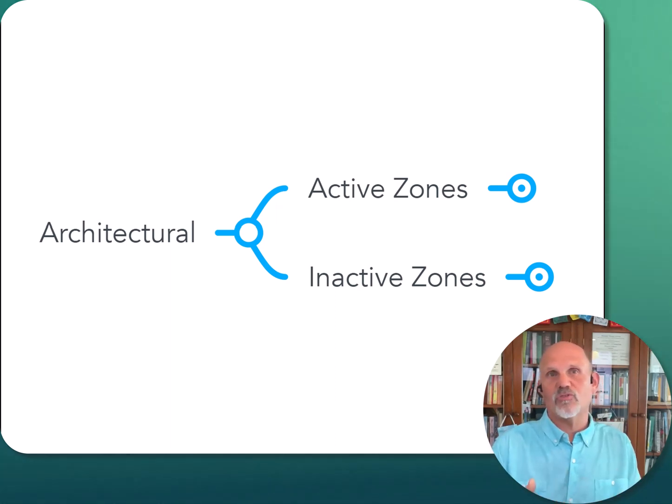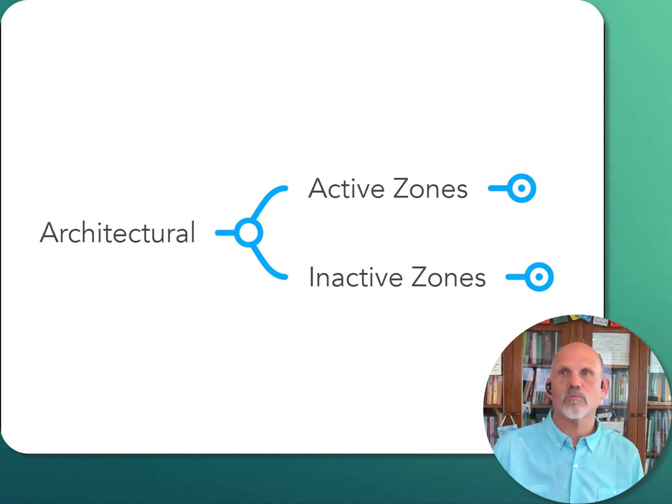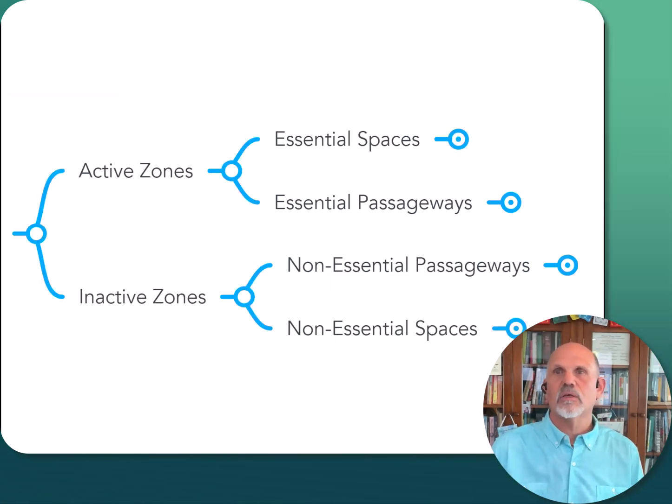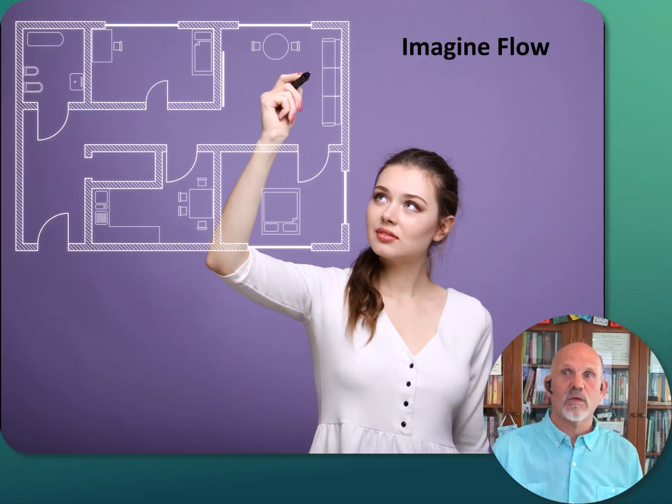So as I mentioned earlier, someone who is mildly impaired, their active zone might include the grocery store and the Starbucks, right? Where somebody who's a little bit more impaired, maybe we're a little bit more worried about the confines of their home, right? They don't really leave. So when we look at active zones, I'm looking at essential spaces and essential passageways. I'll give you an example, right?